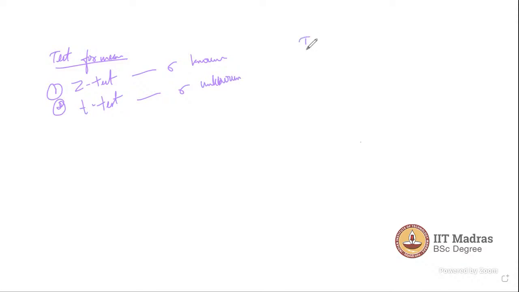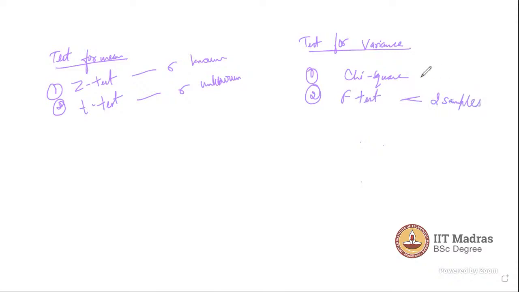And for the test for variance, we have the chi-square test and the F test. The F test we generally use for two samples, and chi-square is for a single sample.